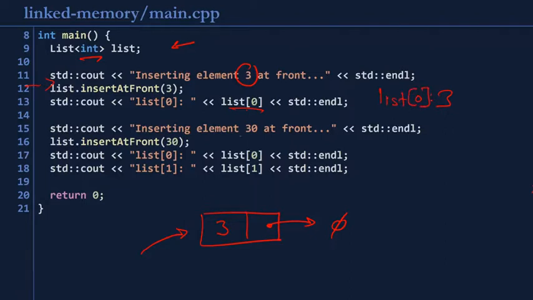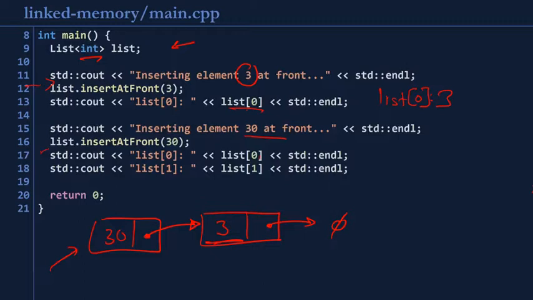The next thing is we're going to insert 30 at the front. So by inserting 30 at the front, we're now changing the head pointer to point to 30. Its next pointer is going to point to where head originally pointed to, which is 3. So here on line 17, we're going to print out list of 0 at this point.